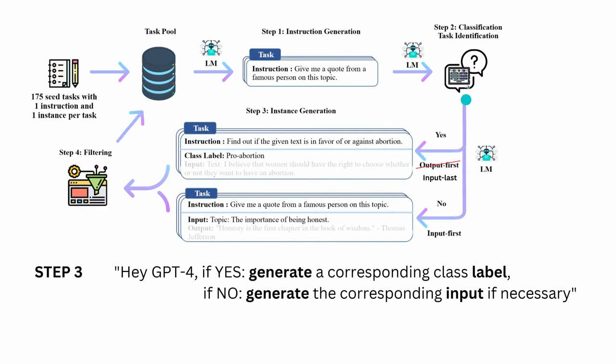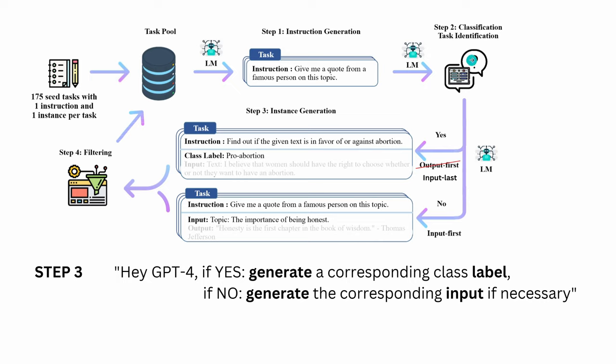So here again, we have now the case yes, or we have the case no. So yes, it is a classification task. No, it is not a classification task. And then step three, again, you see here our little LLM, our ChatGPT. We say, hey, ChatGPT or GPT-4, in case of yes, classification task, generate a corresponding class label.